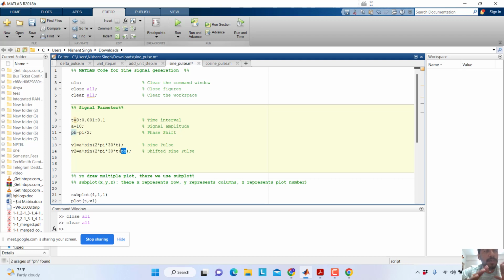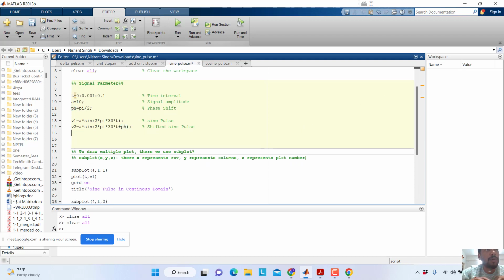Now our task is how we can plot in MATLAB. There we are plotting two functions, first V1 and second V2. If you want to draw multiple plots on one screen, we use subplot. Whenever you write subplot x y z in MATLAB, x represents the row, y represents the column, and z represents the plot number. There we are drawing two plots, p1 and p2.